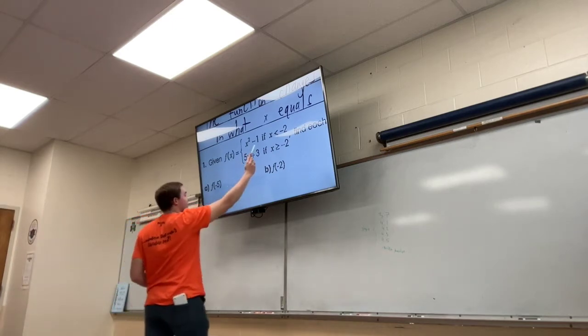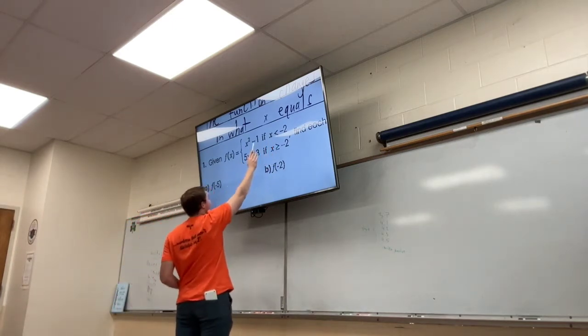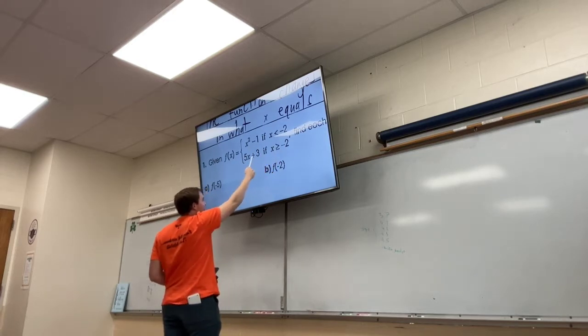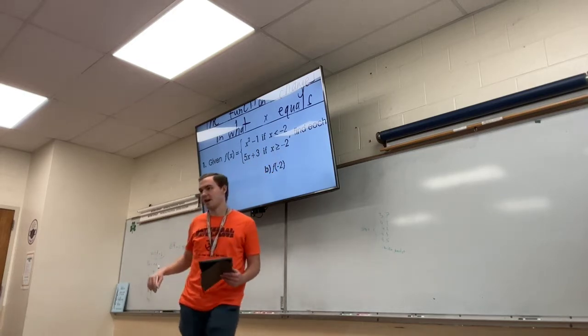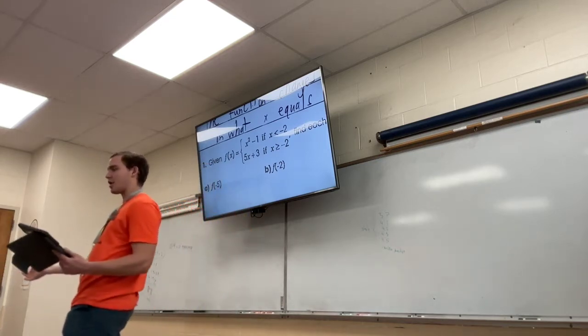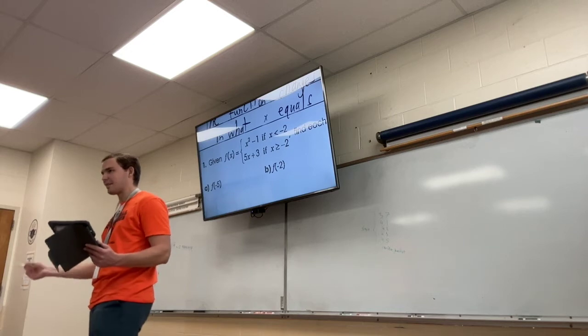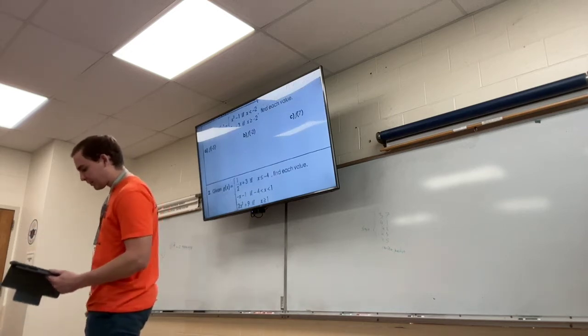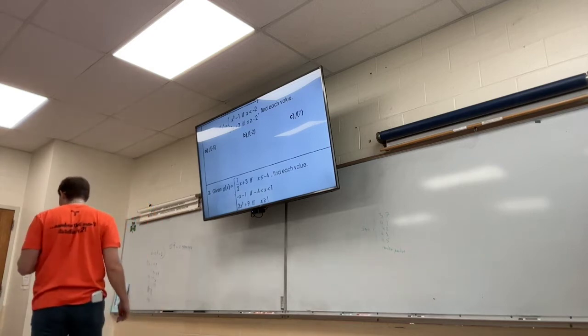So if x is less than -2, then f of x equals x squared minus 1. If x is greater than or equal to -2, then f of x equals 5x plus 3. So the function just changes depending on where we are on the coordinate axes. Does that make any sense? So first, let's practice plugging values into f of x.